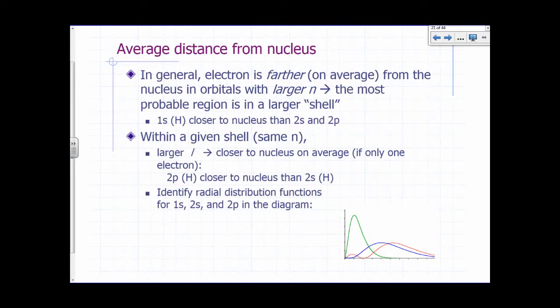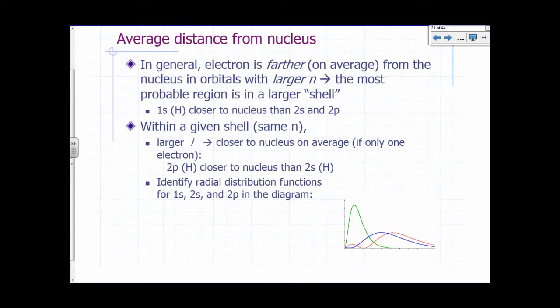Okay, so which of these functions here represent 2s, 2p, and 1s? Okay, so we expect the 1s to be closest to the nucleus. So that would be that curve, the green curve. And then the blue and the red curve here would represent 2s and 2p. Which one is 2s and which one is 2p? Well, the blue would represent an electron that on average is closer to the nucleus, so that would be 2p. And then the red curve right here would be the radial distribution function for an electron that was a little bit further away from the nucleus, and that's going to be your 2s.